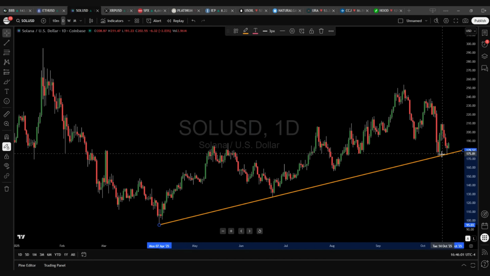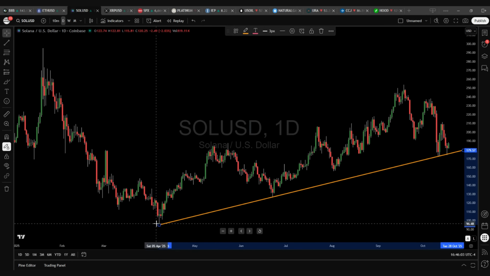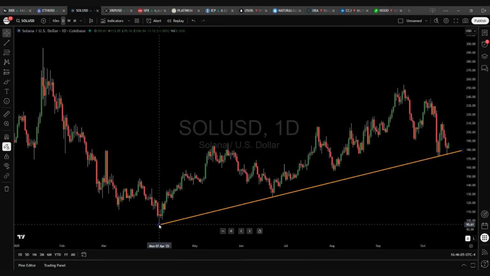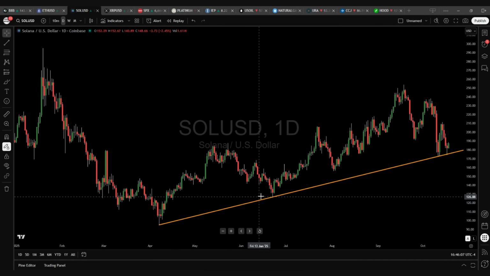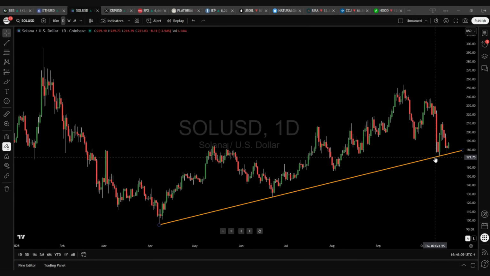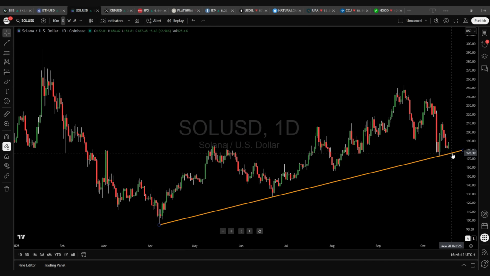We very easily simply have a trend line that we have to watch. Low pivot from April, low pivot from June, and now we've hit it 2 more times just in the last couple weeks. In other words, as long as Solana holds 175, 176, okay, it's okay. However, if it breaks and confirms here, trouble is brewing.